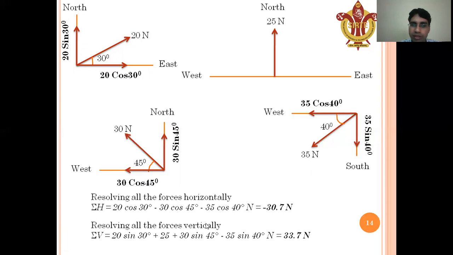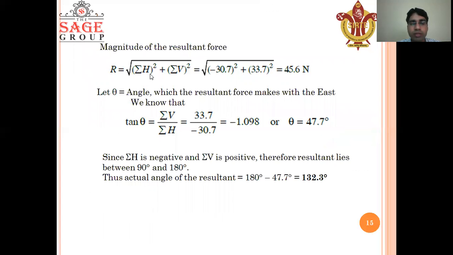Similarly in the vertical direction, 33.7. As you know, the resultant force equals the square root of summation of H squared plus summation of V squared. So the magnitude of the resultant force equals 45.6 Newton. Now calculate the angle which the resultant force makes with the east. We know that summation of V upon summation of H equals tan theta. Putting in the values, theta equals tan inverse of this, so theta equals 47.7 degrees. Since summation of H is negative and summation of V is positive, the resultant lies between 90 and 180 degrees. So the actual angle of the resultant equals 180 minus 47.7 degrees, that is 132.3 degrees.